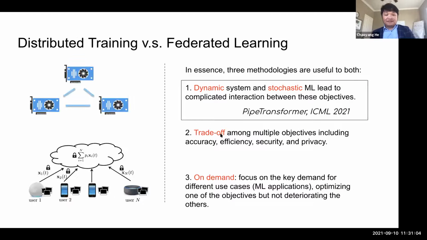So by this paper, I have demonstrated how to design a dynamic system tailored for the stochastic property of machine learning, which leads to complicated interaction between multiple objectives like the accuracy and training time, and also, as you can see, the memory cost and even communication cost. So I'll stop here for a while to take some questions.